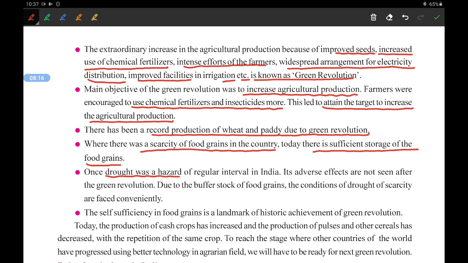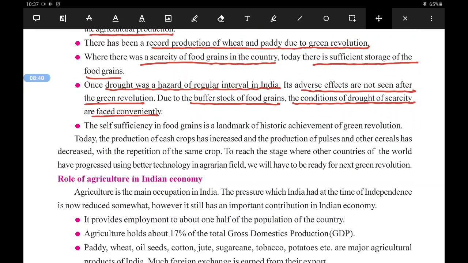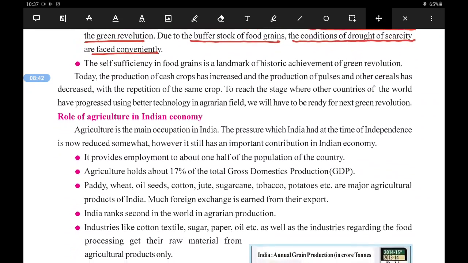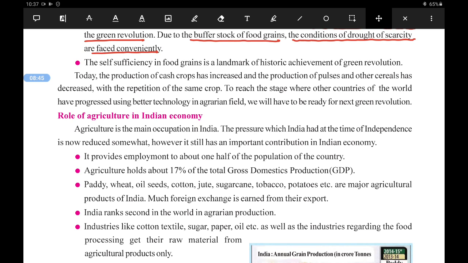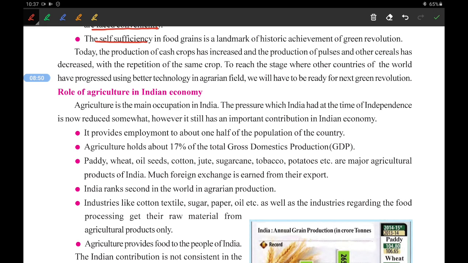Once, drought was a hazard at irregular intervals in India. So drought was one of the menaces that India had been facing for a very long time. Its adverse effects are reduced after the Green Revolution due to the buffer stock. Buffer means extra stock which is kept. During conditions like drought there is no problem created. The conditions of drought or scarcity are faced conventionally. The self-sufficiency in food grains is a landmark historical achievement of the Green Revolution. So you can say the Green Revolution has made us self-sufficient in food grains.